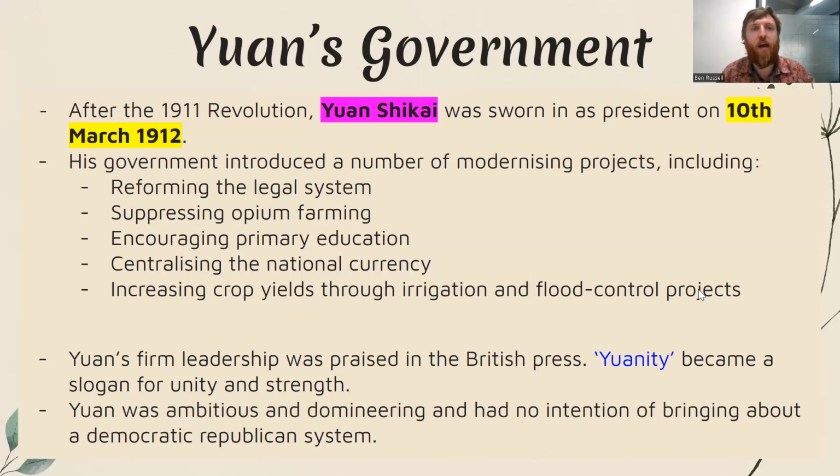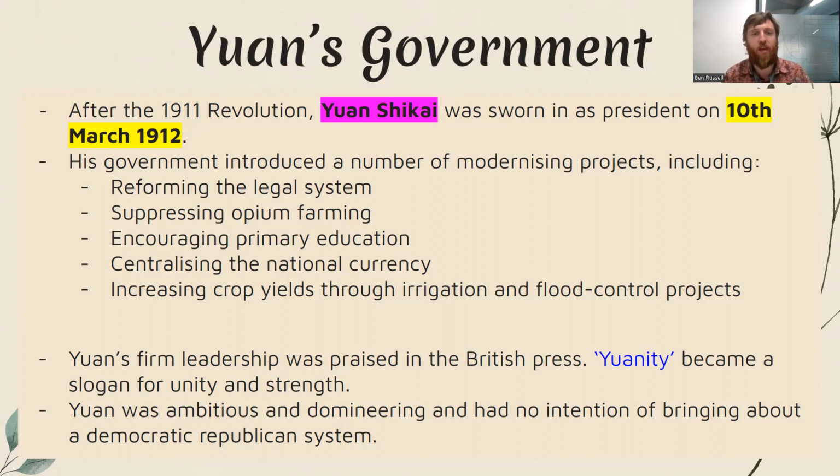Yuan's government. After the 1911 revolution, Yuan Shikai was sworn in as president on the 10th of March, 1912. As I mentioned in my last video, this is after he had secured the abdication of Pu Yi in February 1912. Once Yuan came into power, his government introduced a number of modernizing projects, including reforming the legal system, suppressing opium farming, encouraging primary education, centralizing the national currency, and increasing crop yields through irrigation and flood control projects. So he did make some positive changes, but his positive leadership didn't last all that long.